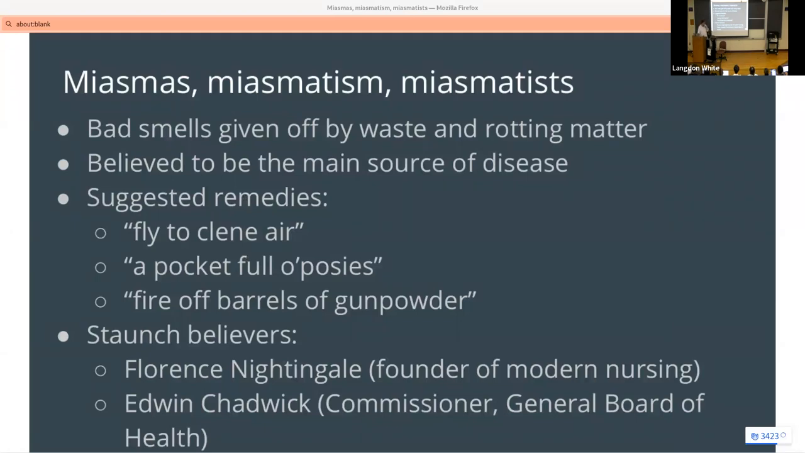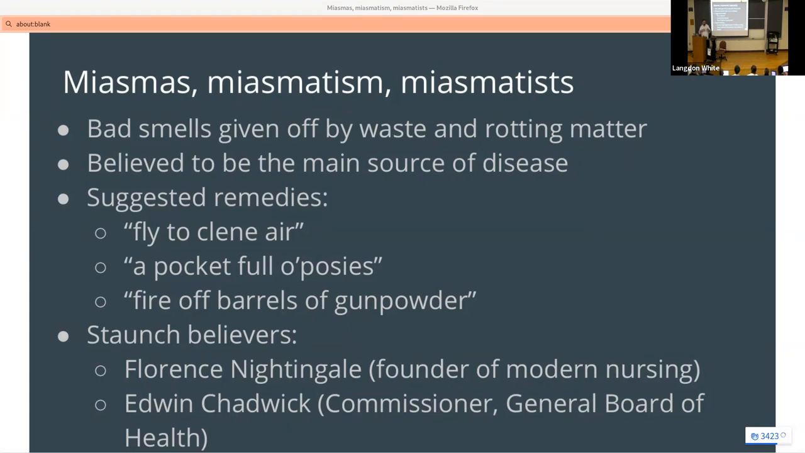So at the time, all of you have significantly more scientific and medical information than these people did, even if you've never taken a science class in your entire life. You know significantly more about science and medicine than most of these people did. So there were a lot of people who believed in what were called miasmas, or miasmatism, and people who followed miasmatism were called miasmatists.